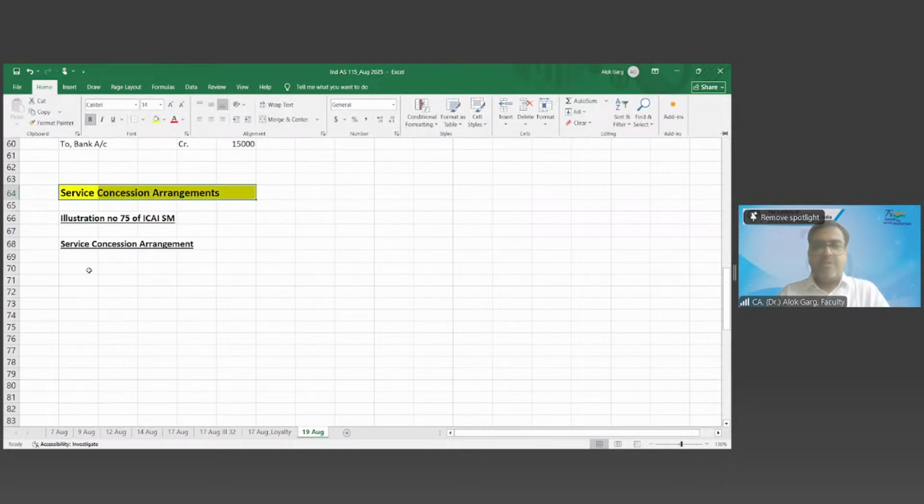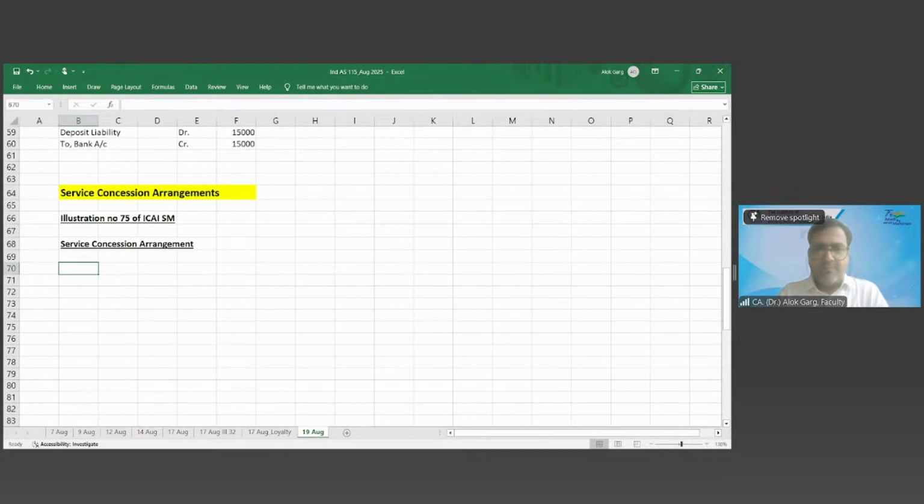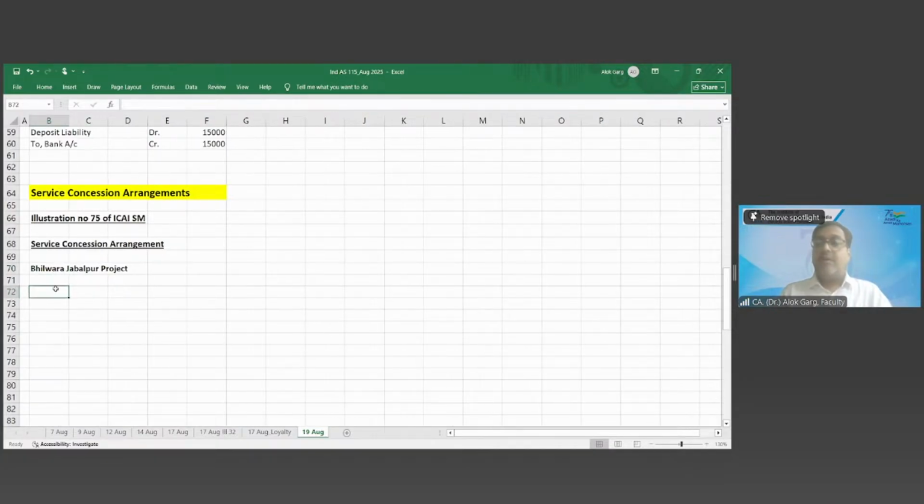illustration. Service concession arrangement. What is the name of the project? Bhilwara Jabalpur project. In this project, there is a guaranteed cash flow from the government. So in this case, your nature of consideration will result in which asset? Financial asset. Why?